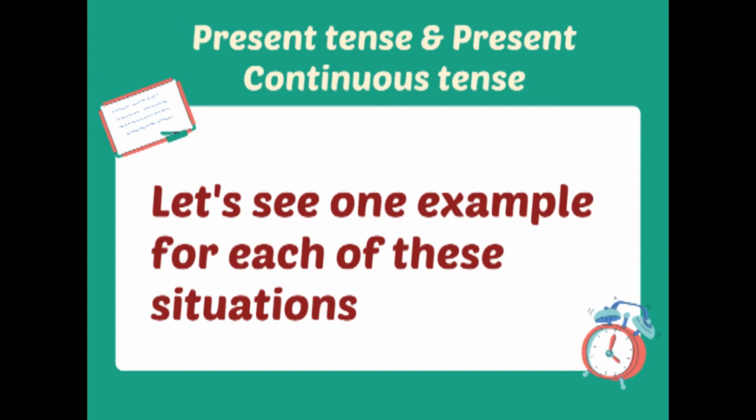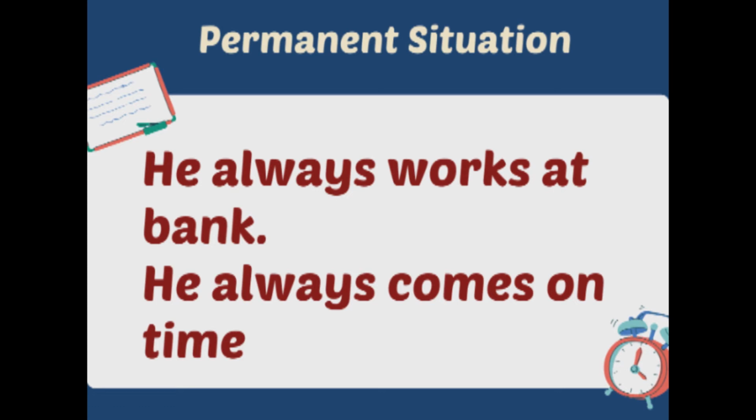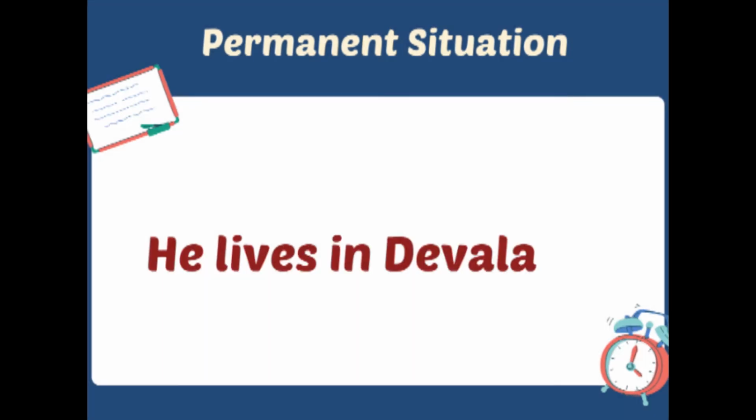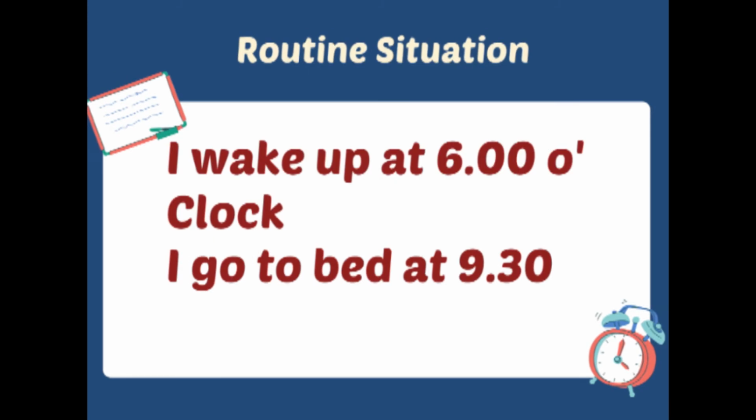Let's see one example for each of these situations. Permanent: he always works at bank, or he always comes on time. It is permanent. And he lives in Devala. It is not going to change. He is not going to change tomorrow to Gudalur or the day after tomorrow to Ooty. He is living in Devala every day. Then routine means regularly. That is, I wake up at 6 o'clock. I go to bed at 9:30. So these are routine works.